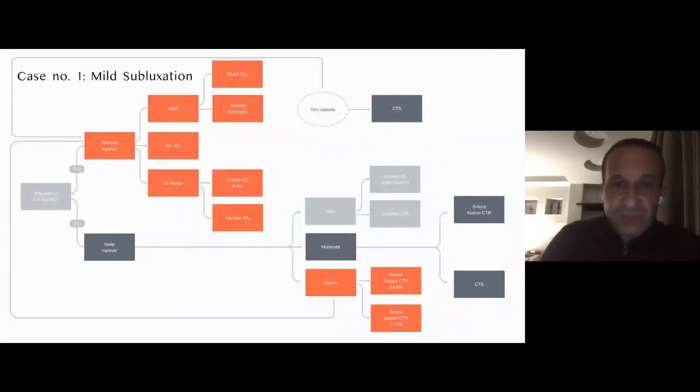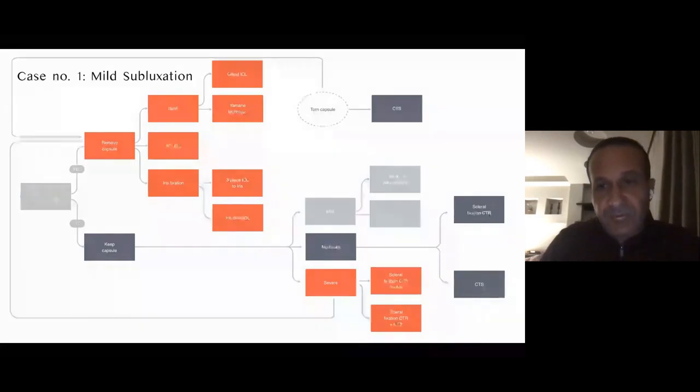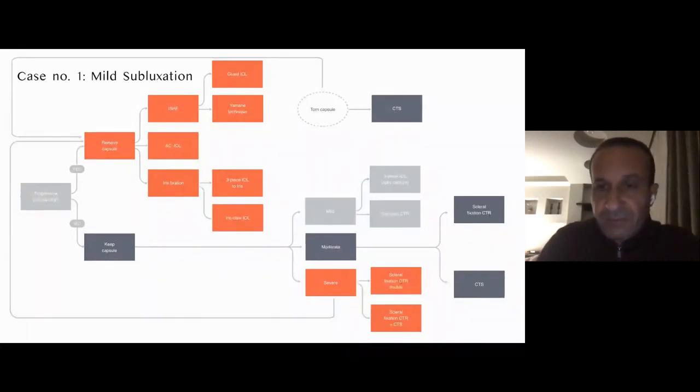So let me remind you of the decision tree. This is a case of mild lens subluxation, and this case was not because of progressive zonulopathy. So I decided to keep the lens capsule with mild lens subluxation. So I have two options here.